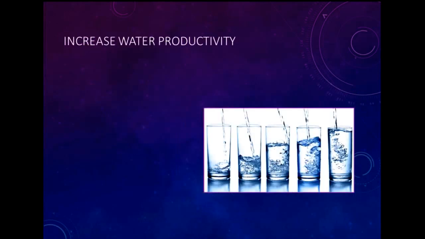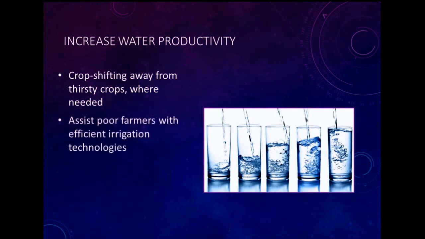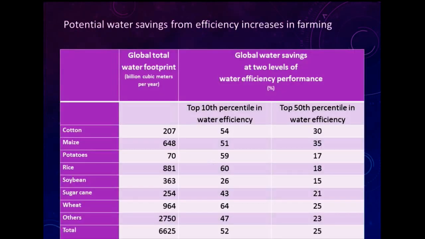And we need programs to prevent degradation. We need to increase water productivity, crop shifting away from thirsty crops, for example, assisting poor farmers with efficient irrigation technologies, and I'll have an example of that maybe even in the Q&A, and water footprint benchmarks for crops. So this table shows various crops, the total water that's used for each of those crops globally, and then the percentage of that water that we could save in the last two columns if farmers were operating in the top 10th percentile of efficiency or the top 50th percentile of efficiency.